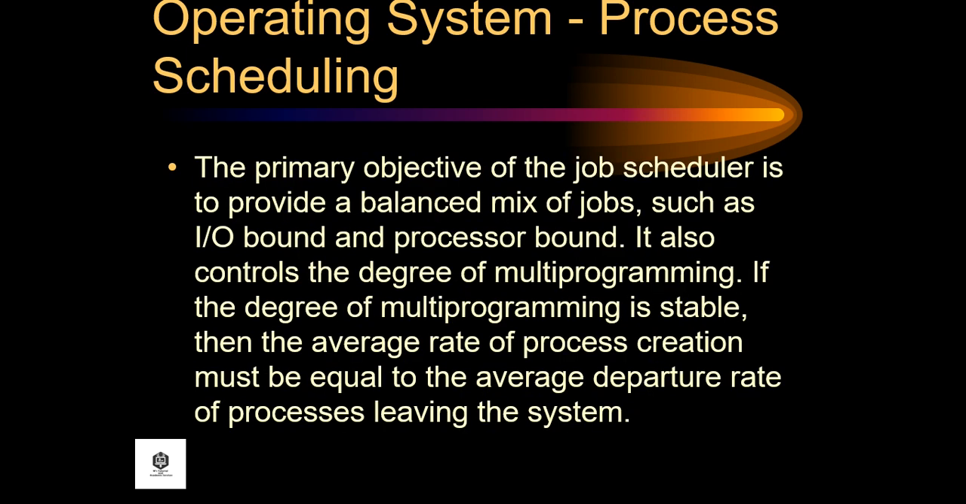The primary objective of the job scheduler is to provide a balanced mix of jobs, such as input-output bound and processor bound. It also controls the degree of multiprogramming. If the degree of multiprogramming is stable, then the average rate of process creation must be equal to the average departure rate of processes leaving the system.